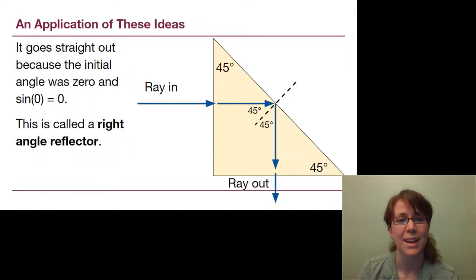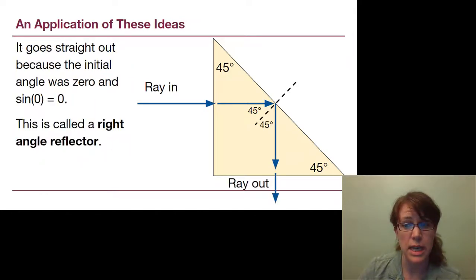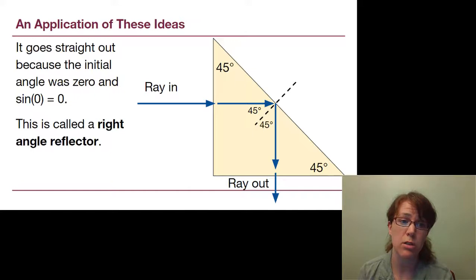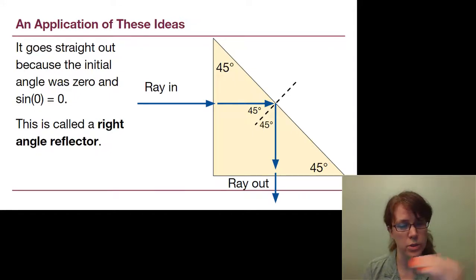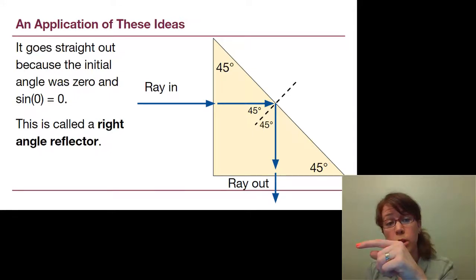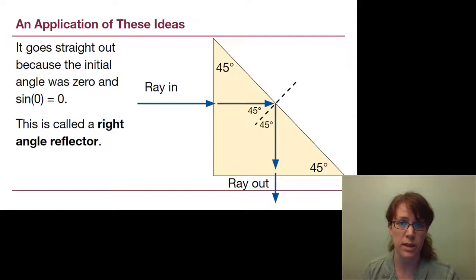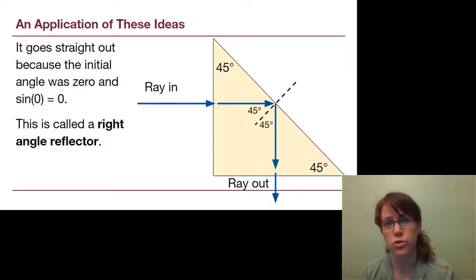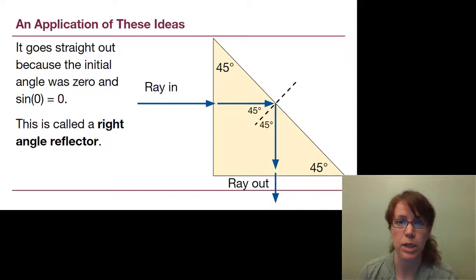Okay. It goes straight out again because the angle relative to the normal was 0 and the sine of 0 is 0 degrees. So we had no deflection because we're going straight through. We had total internal reflection because we hit that 45 or more degree threshold. And then we had going straight through with no deflection because we went straight at that boundary.